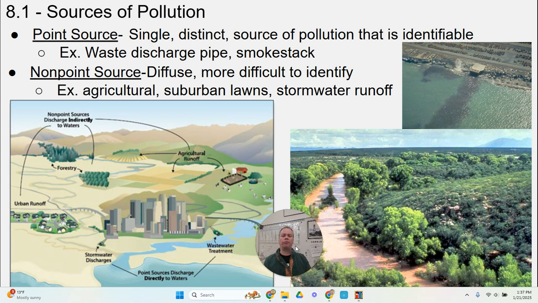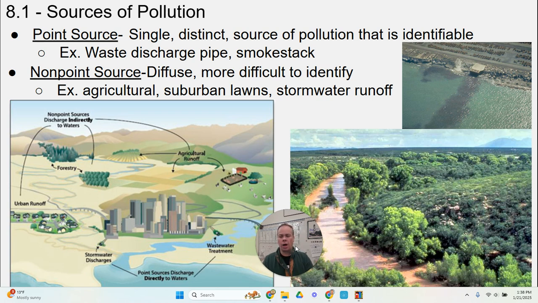The other type of source of pollution are non-point sources. These are more diffuse. They're more difficult to identify. They come from larger areas typically. Some examples of non-point sources would be agricultural runoff, where when rain falls on an agricultural field, it runs off carrying pesticides, herbicides, fertilizer, etc., but it's not coming from one specific place.